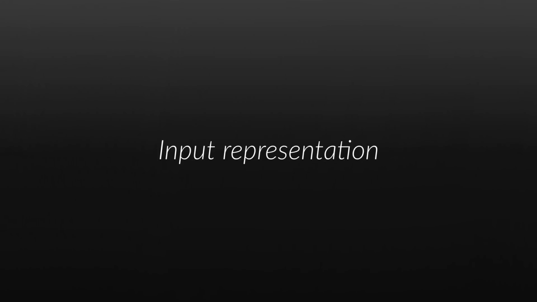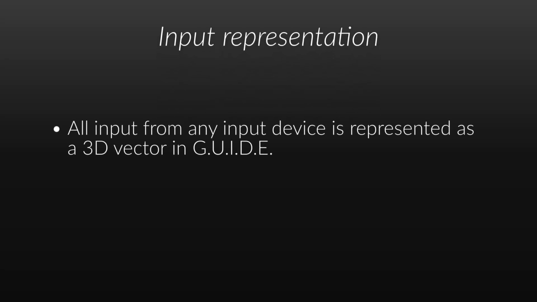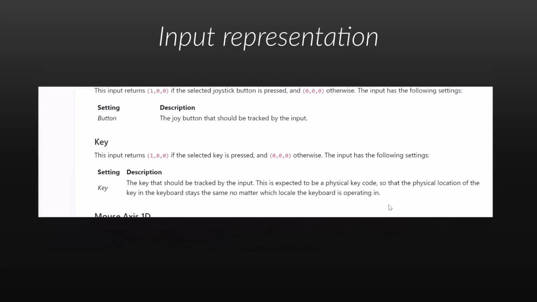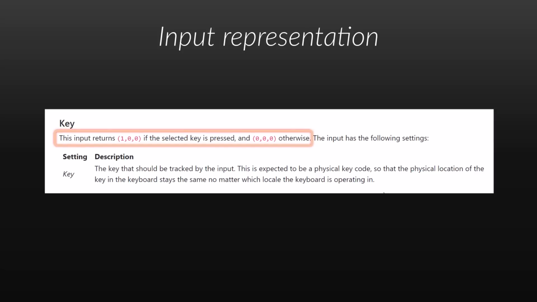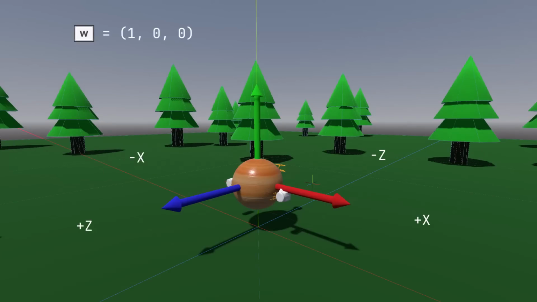But how does G.U.I.D.E now map our keys to vectors? Well, each input in G.U.I.D.E provides some 3D vector as data. If we look at G.U.I.D.E's documentation, we can see that a key input returns 1, 0, 0 if the selected key is pressed, and 0, 0, 0 otherwise. So if we press W, we get a 1, 0, 0. But when we want to go forward, we need to move into the -z direction. So what we need is a vector of 0, 0, -1, because -z is forward. So how do we get from 1, 0, 0 to 0, 0, -1?